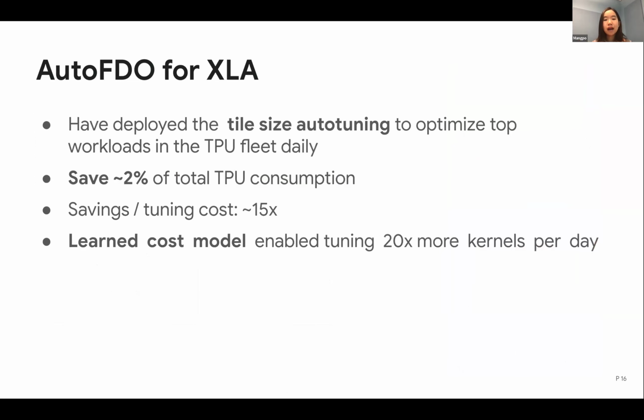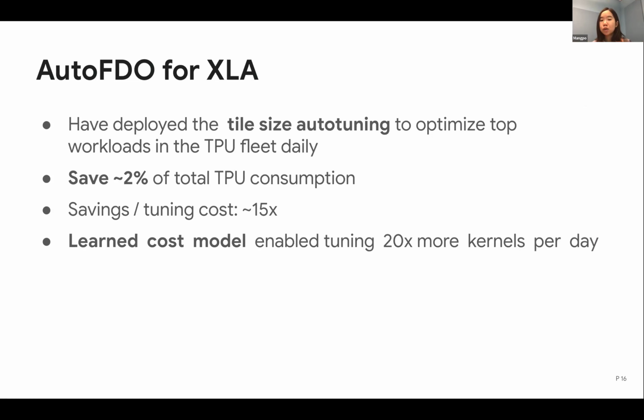So we have been deploying the tile size auto tuning using this technique for the top workloads every day, and we have been saving about 2% of total TPU consumption time using this technique. If you look at the saving versus tuning ratio, it's about 15, meaning that we spend 1 TPU to save about 15 TPUs' worth of time.